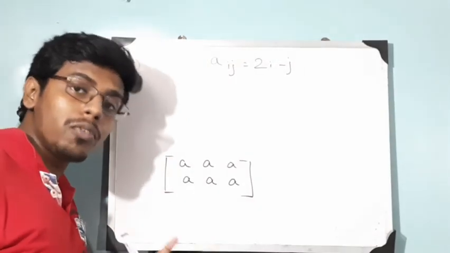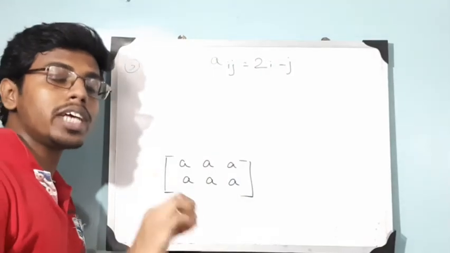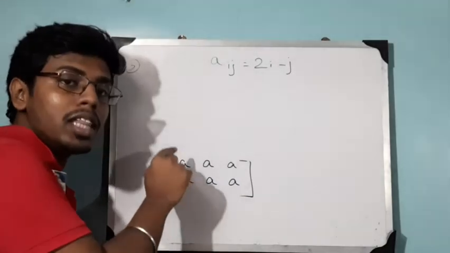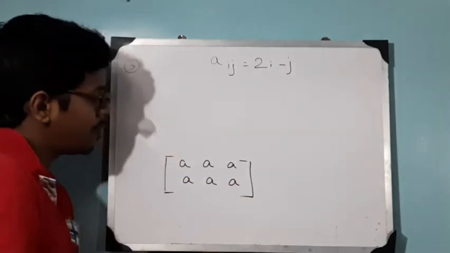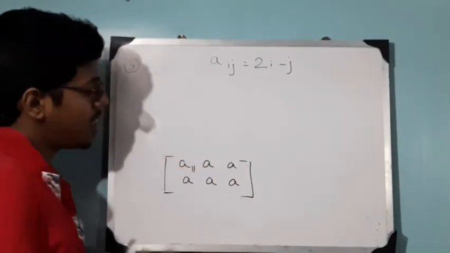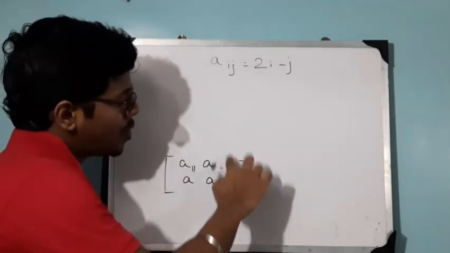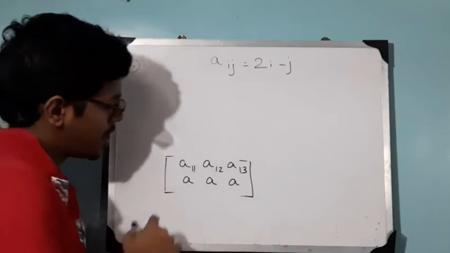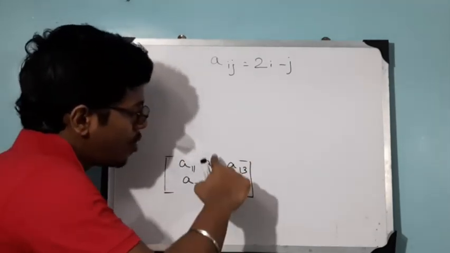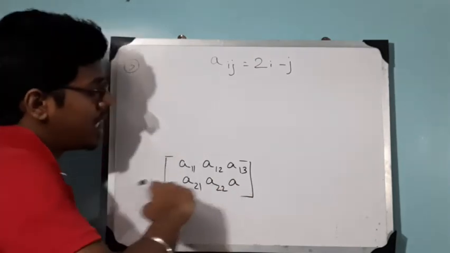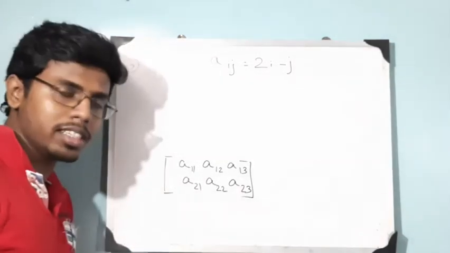I have told you in the previous category that while determining the order, you have to first count the number of rows and then the number of columns. Here also we have to first count the rows and then the columns and then give them the position number. So this one, first row, first column, 1 1; first row, second column, 1 2; first row, third column, 1 3; second row, first column, 2 1; second row, second column, 2 2; second row, third column, 2 3. Okay, now this is clear.